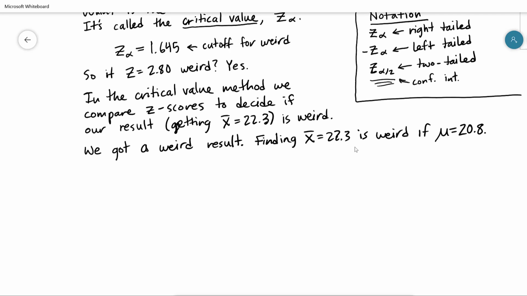But this goes back to the assumption we made. We assumed that this was true. And if making the assumption that this is true leads to a weird result, what does it tell us about that assumption?